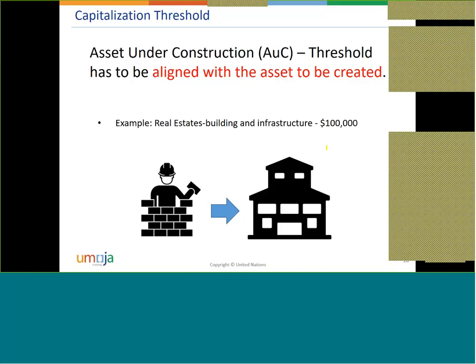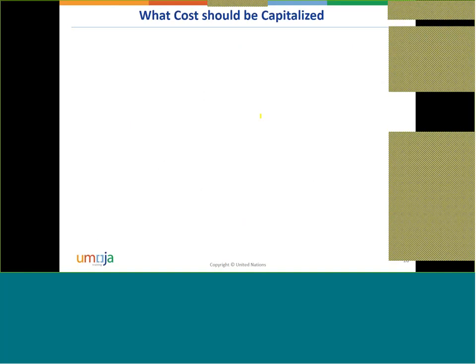It's not always 100,000. It depends on the asset that you are building. It depends on the fixed asset. So you'll need to understand what you are actually building, and then the AuC capitalization threshold will be the same one. Okay, thank you. So let me continue with the slide.